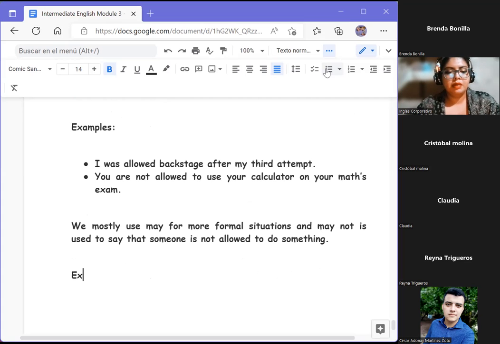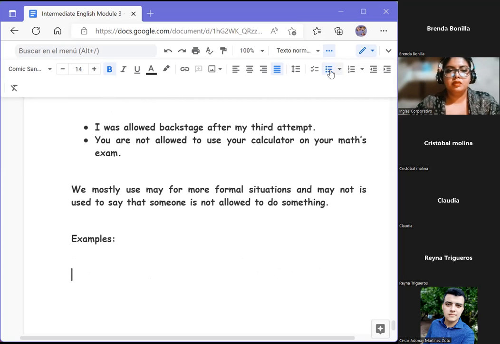So we have some examples. And it says, Mr. Smith, may I go to the restroom? It's like a question when we need to go to the restroom. Mr. Smith, may I go to the restroom?